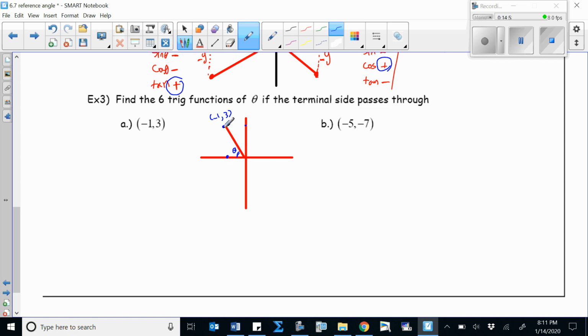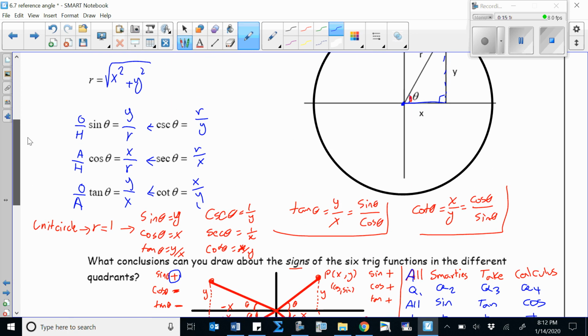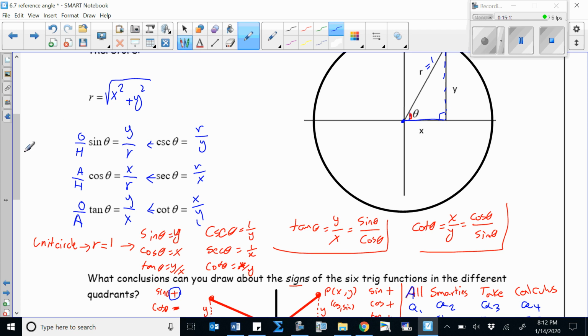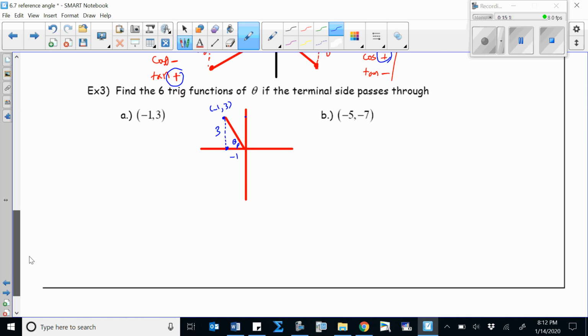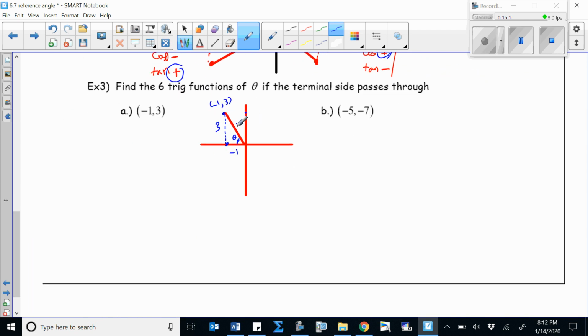Then a straight line, this is the x value, which is -1, and this line is the y value, which is 3. Now to find the 6 trig functions of theta, we're going to do the same thing that we did here. First of all, we find r. R is this line, the hypotenuse. R is equal to the square root of x squared plus y squared.